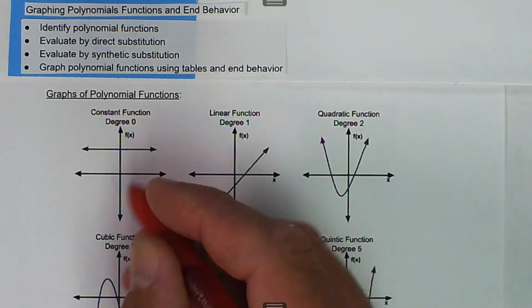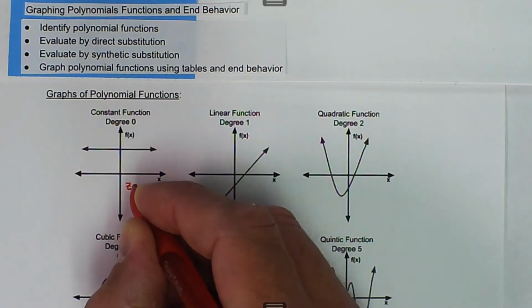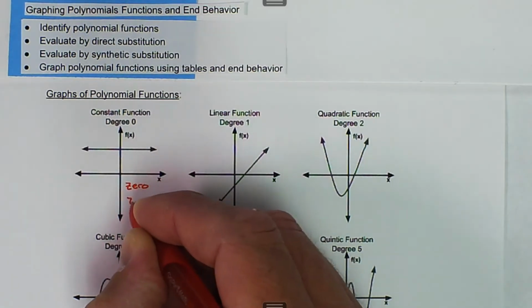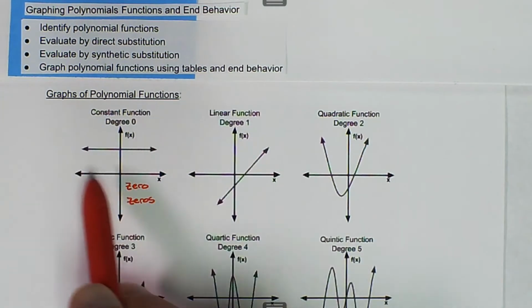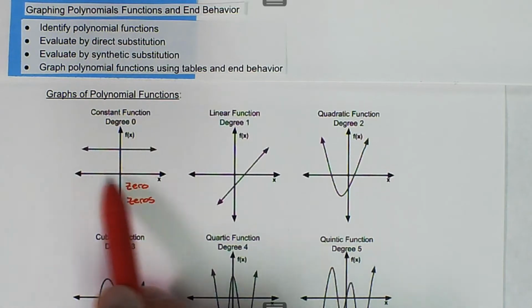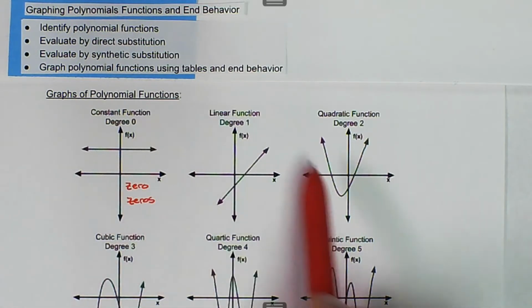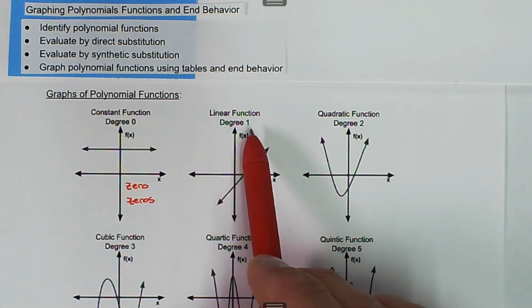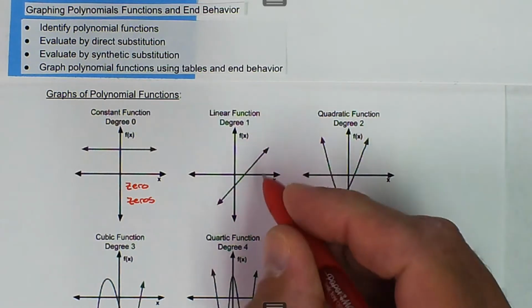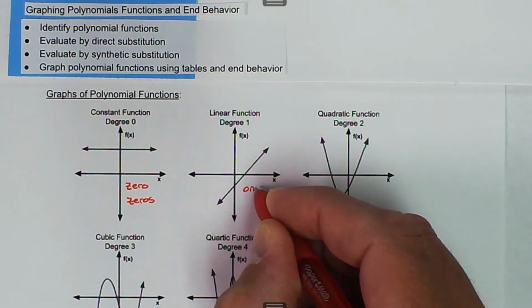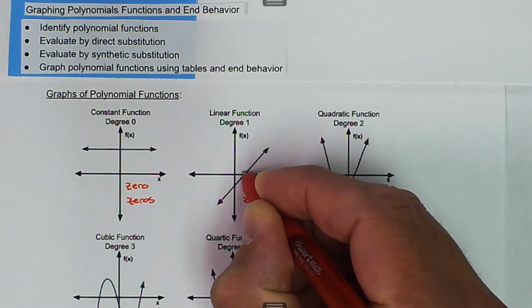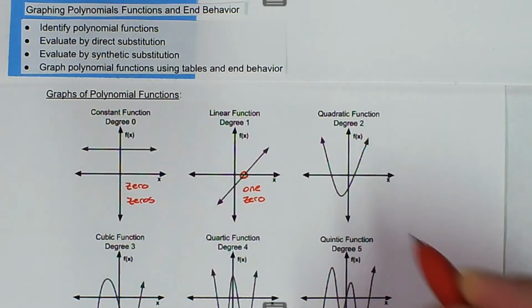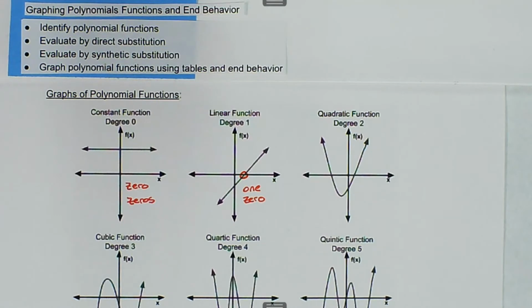So in this case, we have zero zeros. That means that the graph does not cross the x-axis. Then we have a linear function of degree 1, and this one has 1 zero. And we can see that it crosses the x-axis right there, and that's the zero.